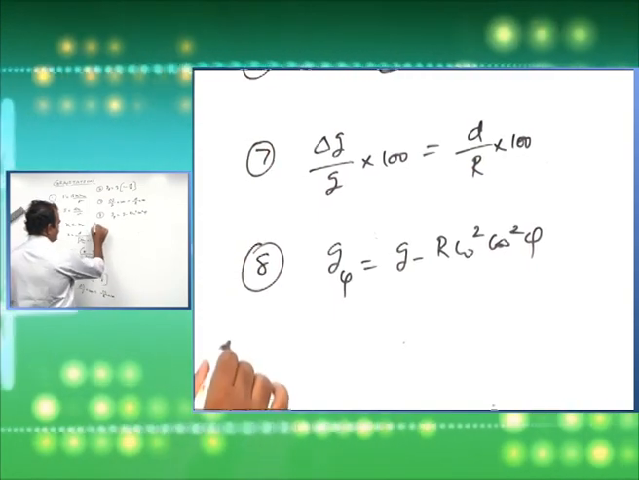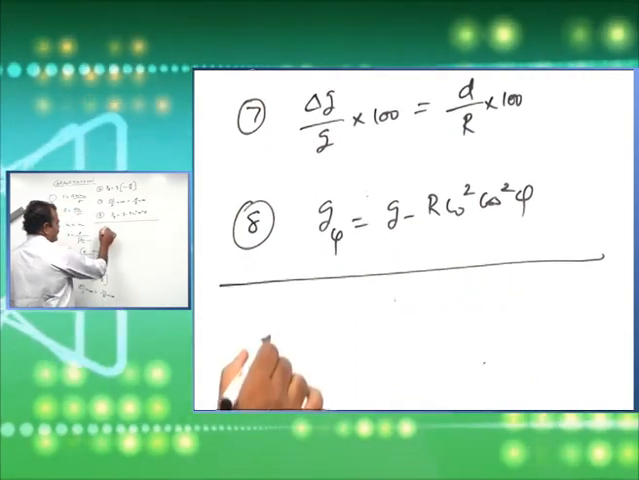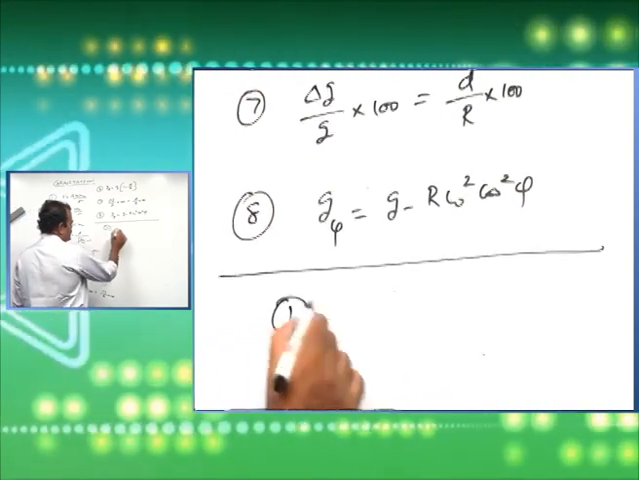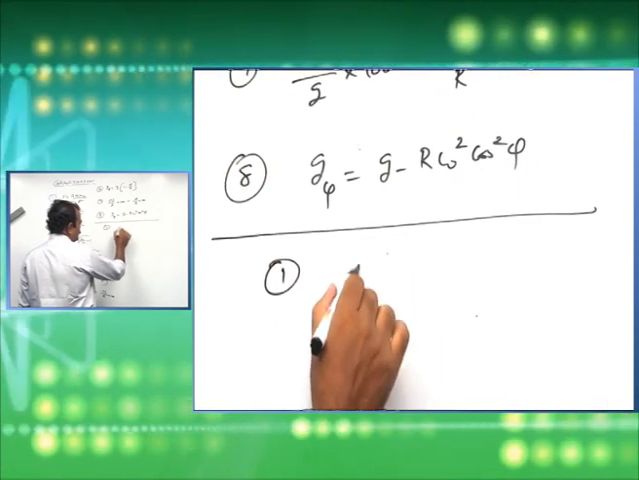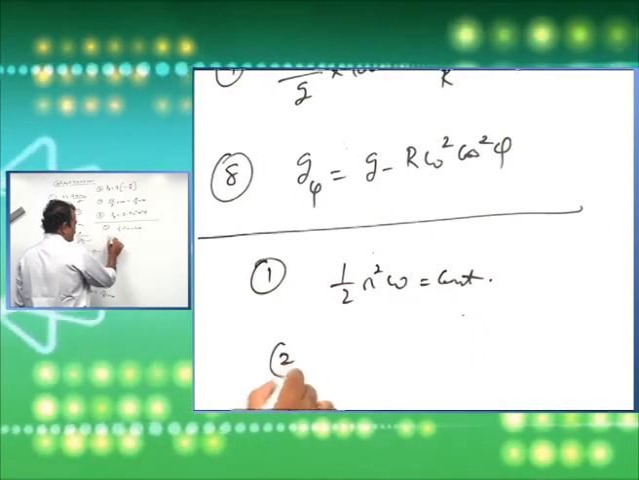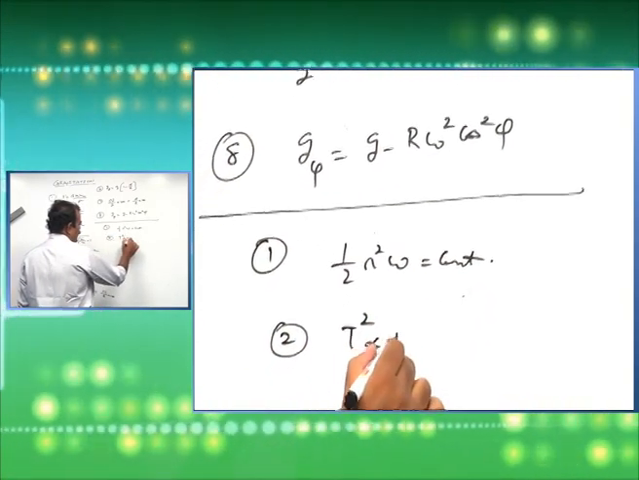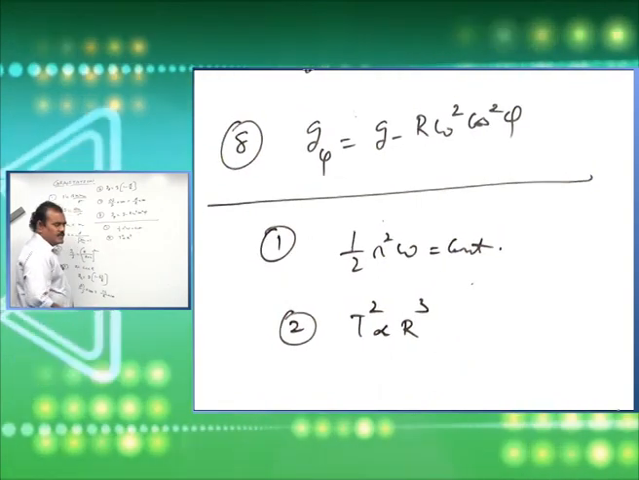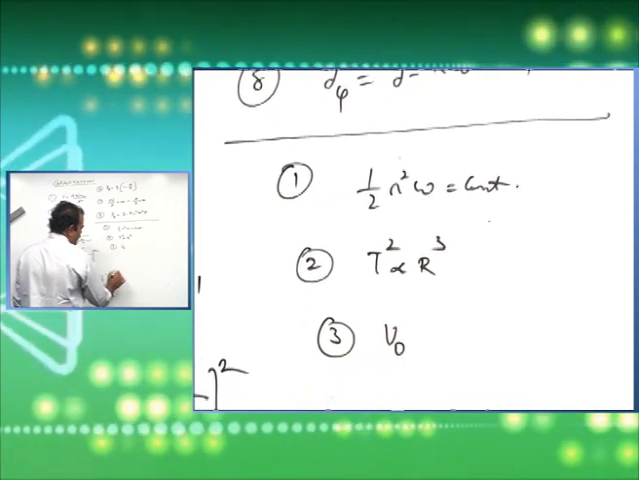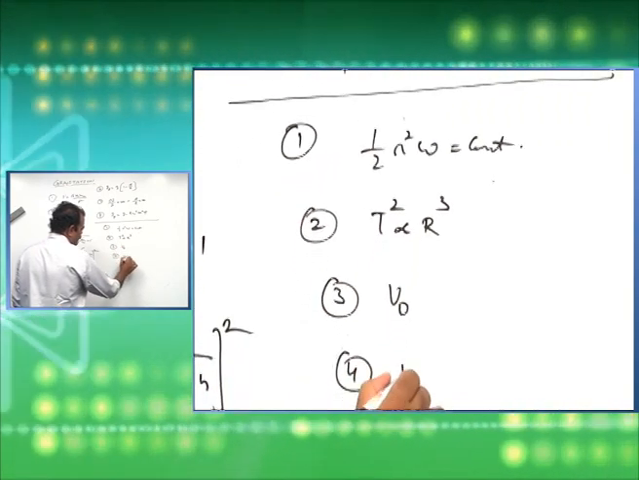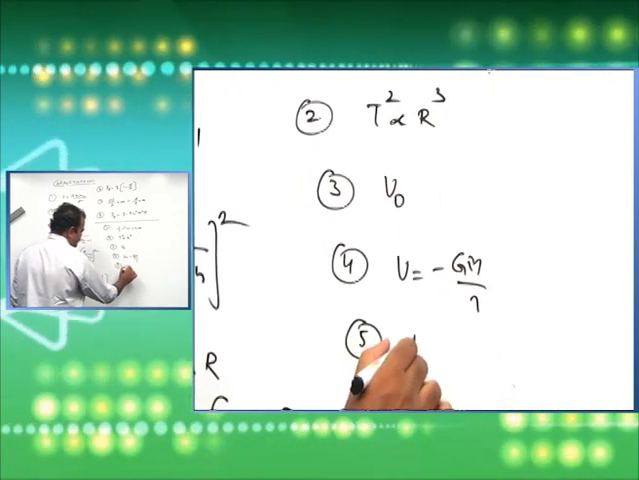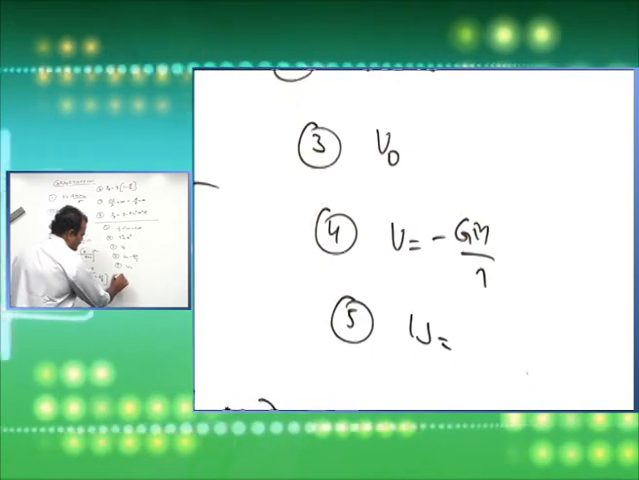In the second phase, coming to planetary motion, Kepler's laws, only two formulae come: the first is 1 by 2 r square omega, areal velocity is constant. Next one is T square proportional to r cube, that is the law of time periods. Thereafter orbital velocity, and gravitational potential V is equal to minus GM by r. Next formula is gravitational potential energy. Next one is escape velocity.